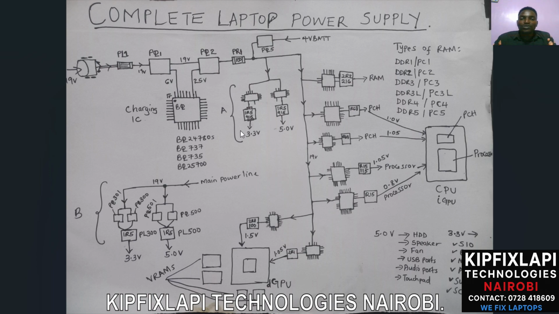But in case you have the two voltages and you have the main line, which is 19, it means your laptop motherboard has voltage. However, it is not powering on. So we will treat that as a not powering on case. This one, you see, I wrote as section A. So this circuit, I referred to as A.